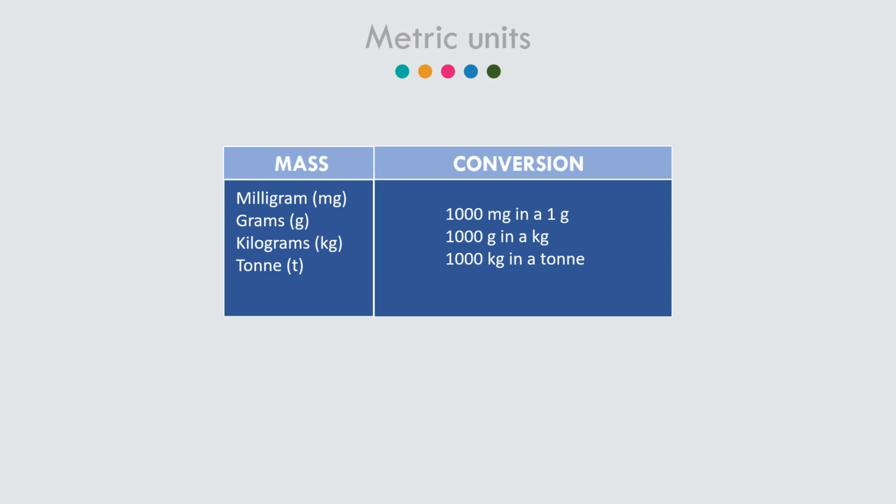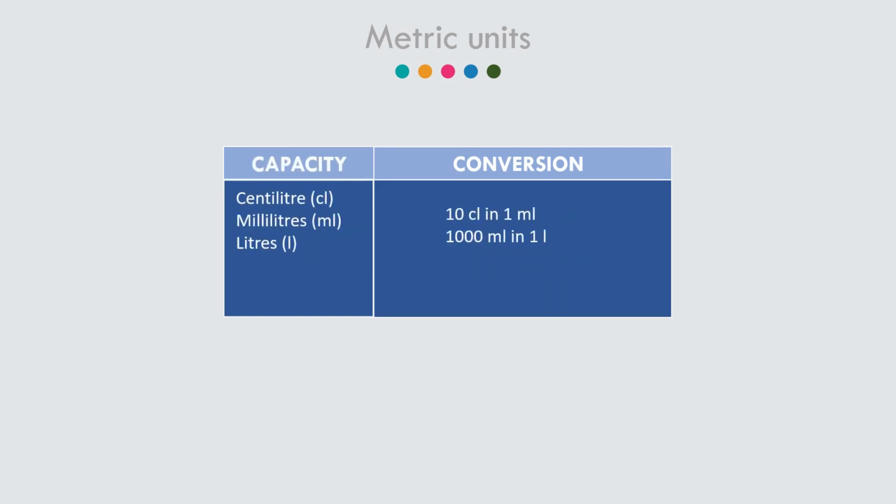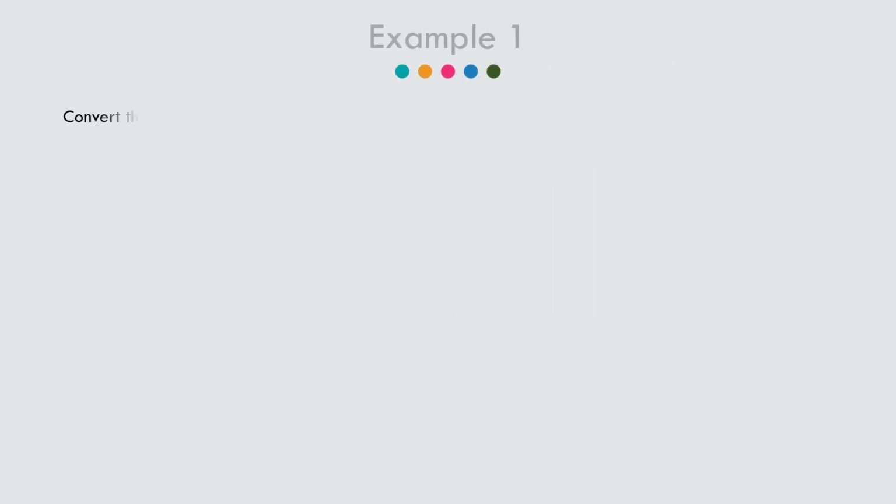Finally, let's take a look at the conversion for capacity. 10 milliliters in 1 centiliter, 1,000 milliliters in 1 liter. There are lots of different units used in mathematics and science, but these are the most common ones, so learning these will do for now. Let's take a look at some examples.